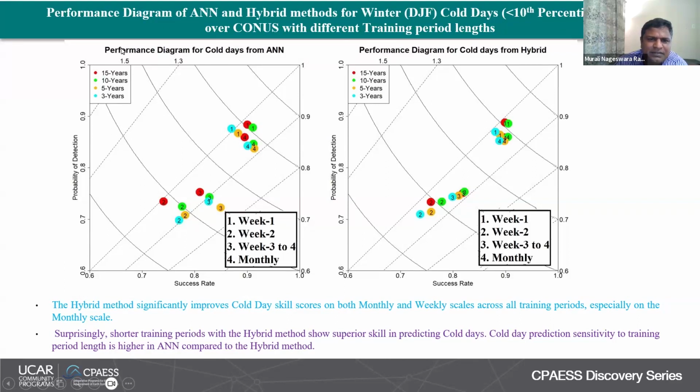You can see the left one shows the different training periods. Different colors mean different training periods: 1, 2, 3 mean week 1, week 2, week 3 to 4, and 4 means monthly. The left one is the NN and the right one is the hybrid method. Within the same scale with different training periods, some variability is there, which means the training period has an impact on the deep learning method, but for the hybrid method it is very minimal. When compared with the NN, the skill is higher in the hybrid method.